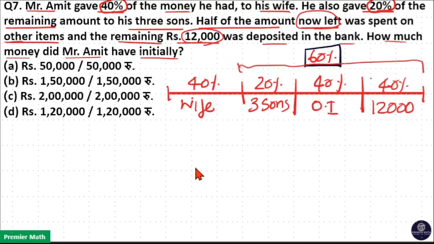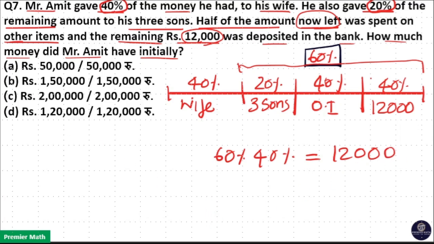Now you can see 60% of 40% is 12,000. 60% of 40% he spent on other item. 60% of 20% he gave to his son and 40% he gave to his wife, which is not part of this one. Okay. Now 60% of 40% which is 12,000.